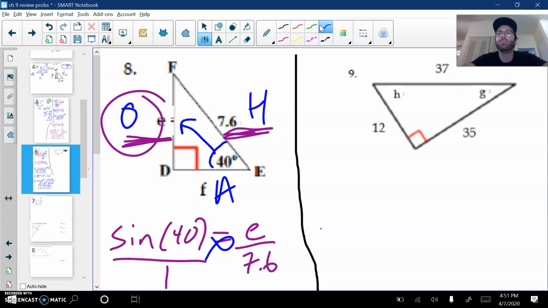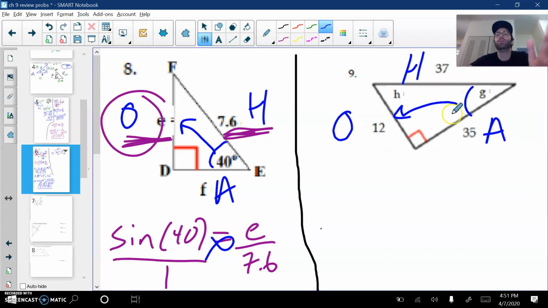All right, so I need to find G and H. I need to find both angles in here, okay? Now, here's the deal. If I find G first, I've got O, H, and A. Well, I have all three sides. So what we're going to do in this case is you would pick your favorite. You can pick your favorite.